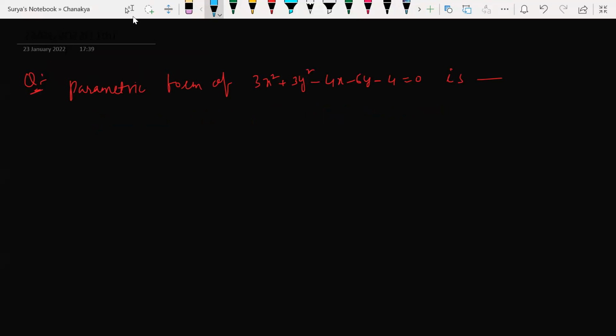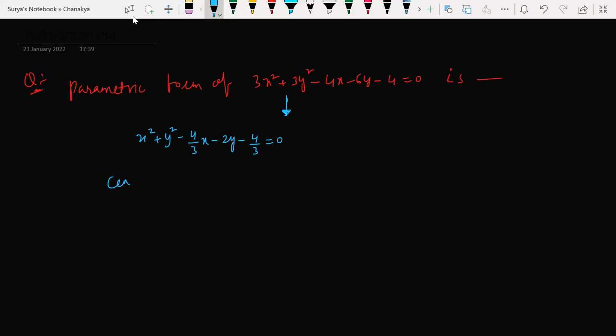So what is the parametric form? Yesterday we have solved this. Last class I gave this question to you all. Okay. So first, what do we have to do here? Tell me. Dividing the equation by 3. So what would you get? x square plus y square minus 4 by 3 x minus 2y minus 4 by 3 is equal to 0.